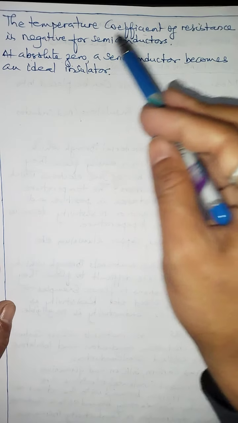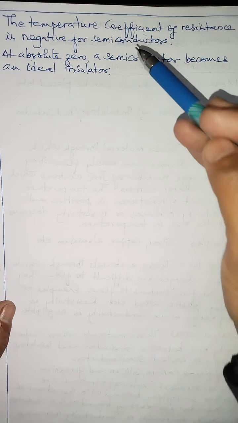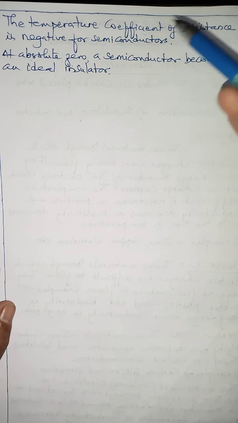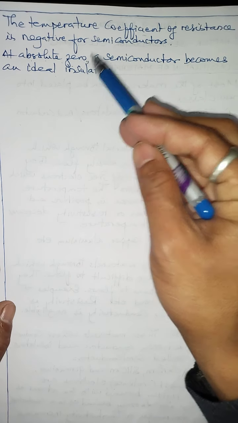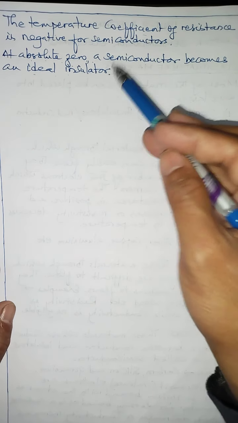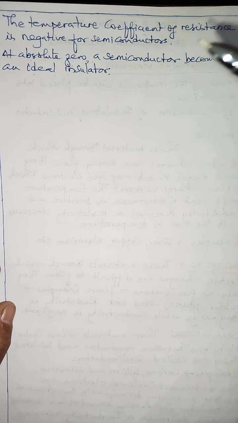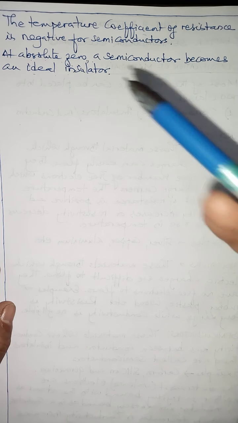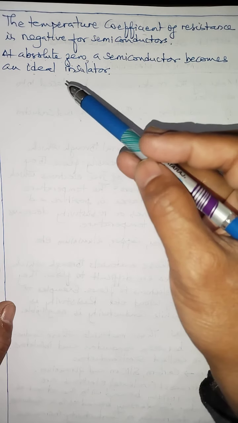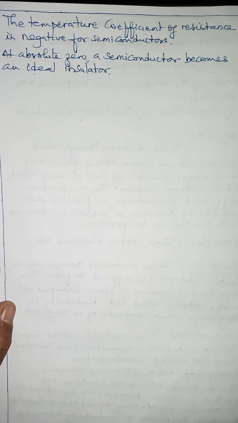Absolute zero means a very, very low temperature, minus 273 degrees Celsius. When you decrease the temperature, the resistance increases, and the resistance of the semiconductor becomes almost infinite, or very, very large, at absolute zero. So at absolute zero temperature the semiconductor may become an ideal insulator, one having very high resistance and resistivity. But this is possible only at absolute zero temperature.